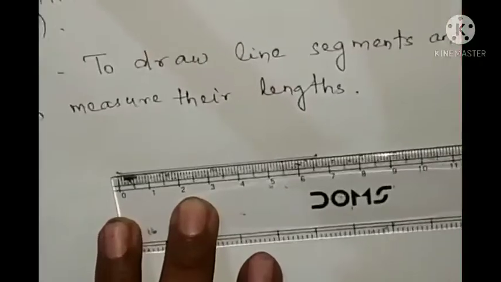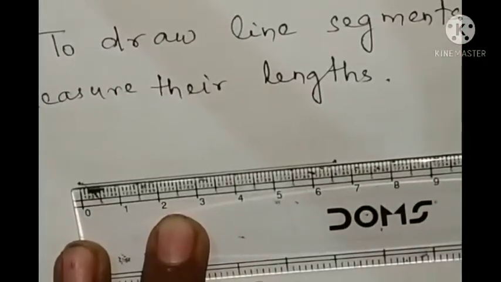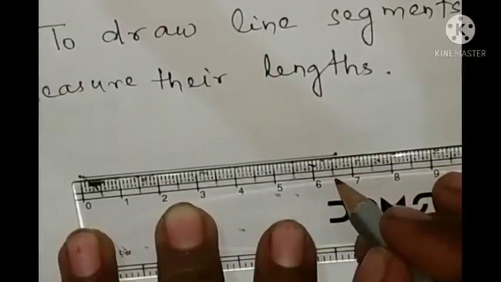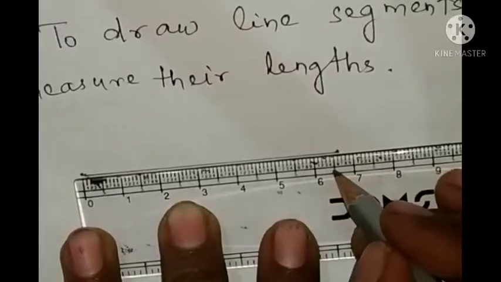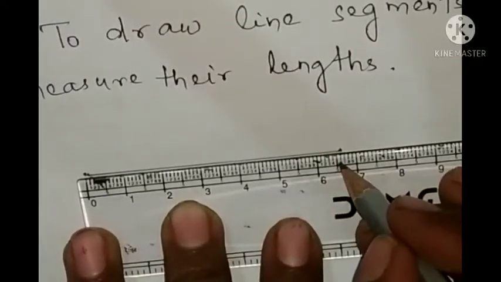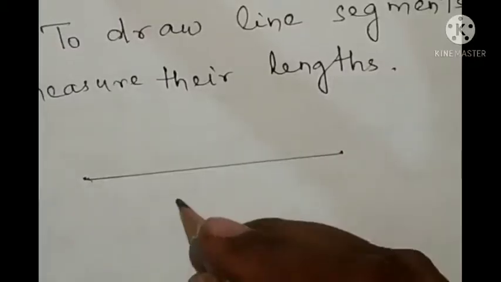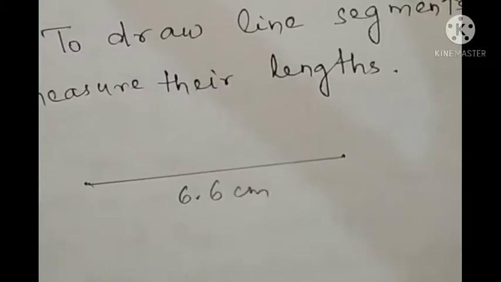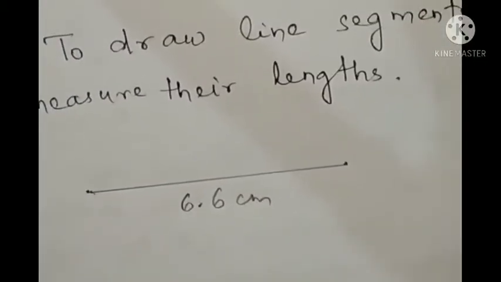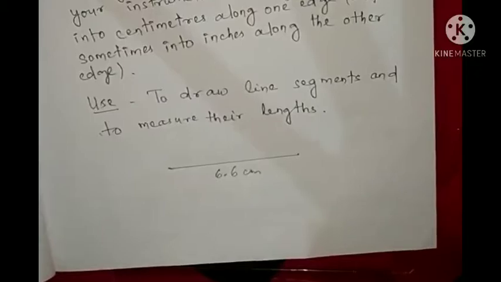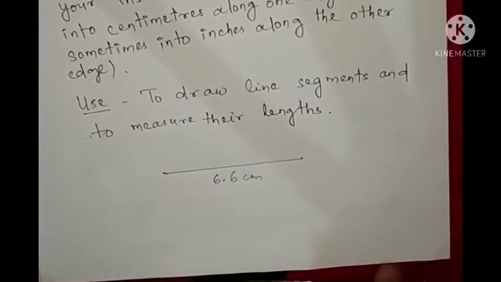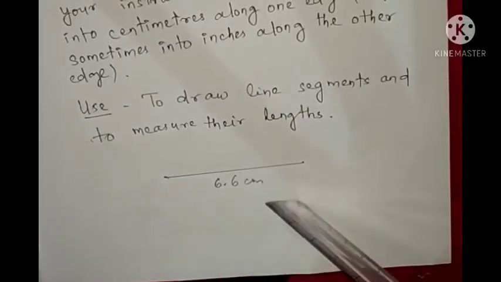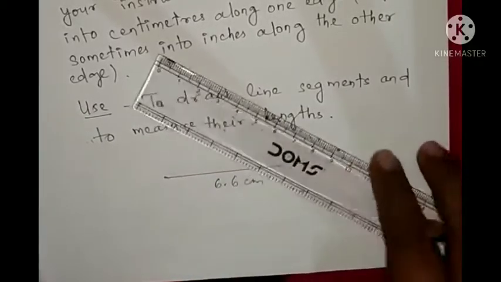I'll zoom it so that you can see. Look at here, this portion is 0 at one end, and the other end is how much? This is 6.5, 6.6. So by ruler you can measure it. This one is 6.6 centimeters. So this ruler is used for drawing lines, and you can measure their lengths easily with the help of the ruler.